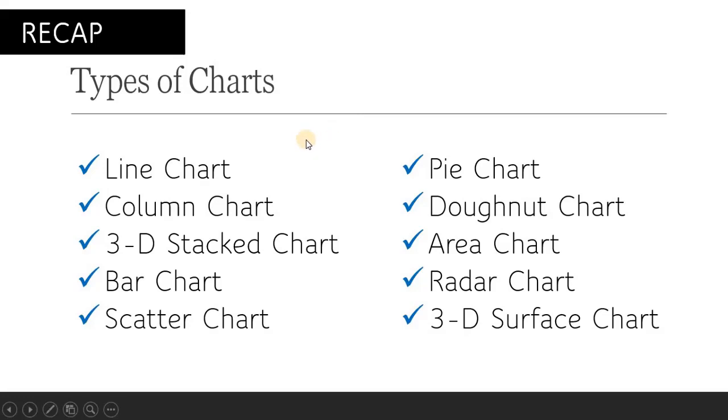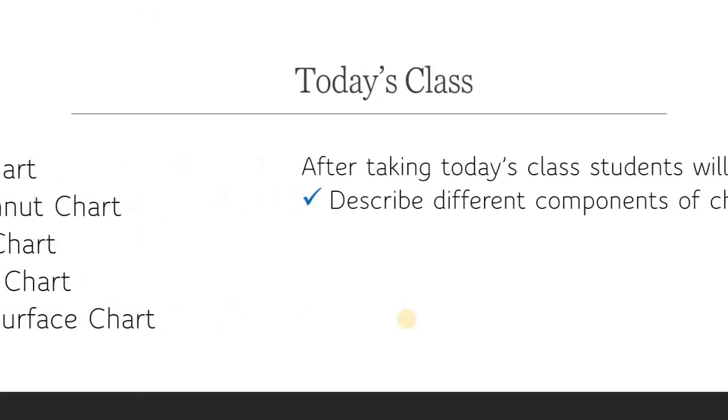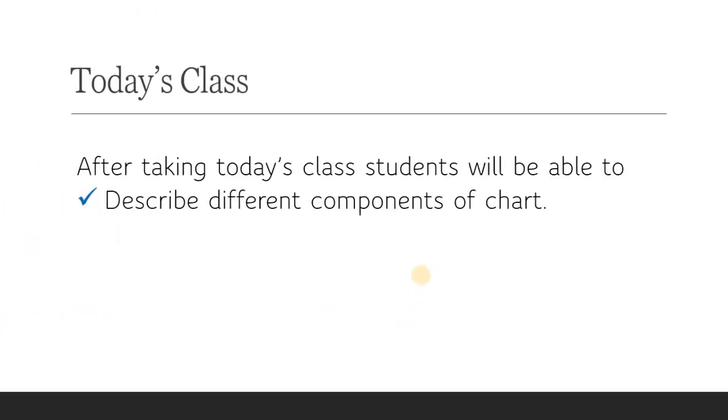The different types of chart in Excel are line chart, column chart, 3D stacked chart, bar chart, scatter chart, pie chart, donut chart, area chart, radar chart, 3D surface chart. After today's class, you will be able to describe different components of the chart, and will be able to read the chart effectively.